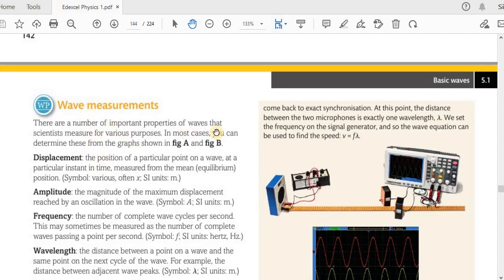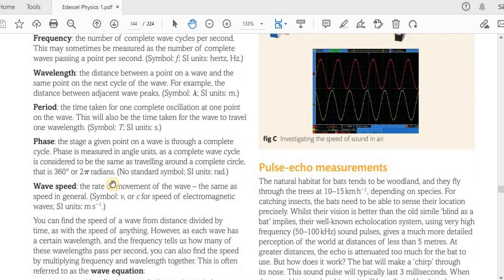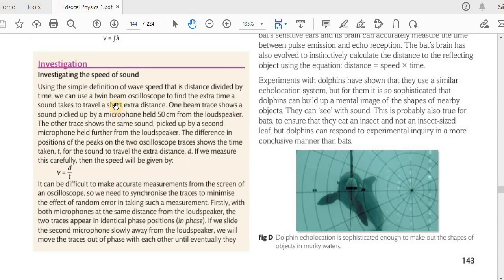There are a number of important properties of waves that scientists measure for various purposes. In most cases, you can determine these from the graphs shown in figures A and B. These definitions are very important, and I went through them already. And investigating the speed of sound.